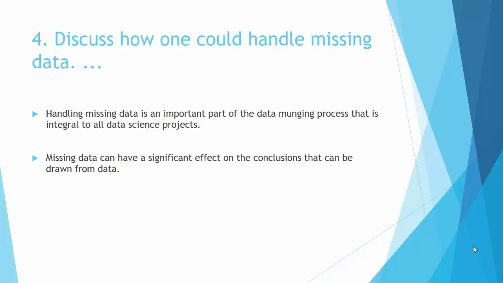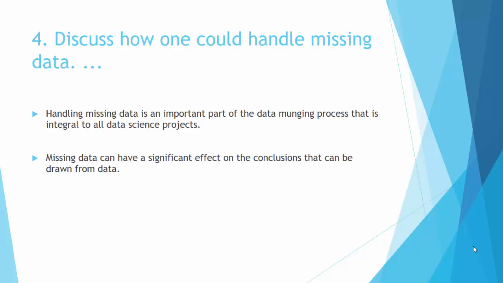Why should we handle missing data? Handling missing data is an important part of the data cleaning process that is integral to all data science projects. Missing data can have a significance on the conclusions that can be drawn from data. For example, let's take a bank: we want to analyze the data of a customer to see if they are going to pay their loan or not. So if you don't handle the data accurately, the result might be completely wrong, which is not good for the company.